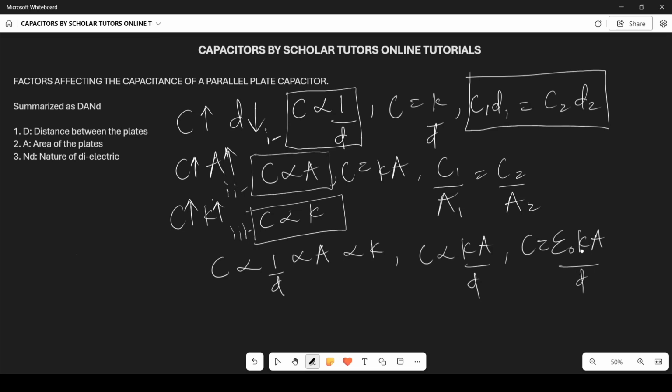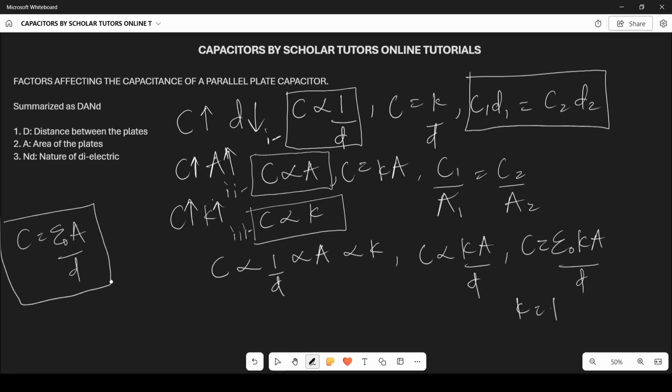Let's assume the dielectric material is air or vacuum, or there's no dielectric material there. So K for air or vacuum is equal to 1. So we can say C is equal to E naught A over D, where E naught is the permittivity of free space. This is how we arrive at this popular formula for capacitance.